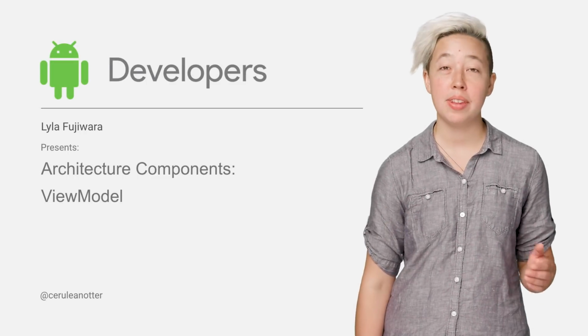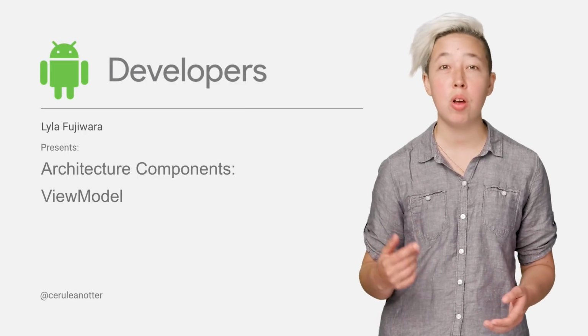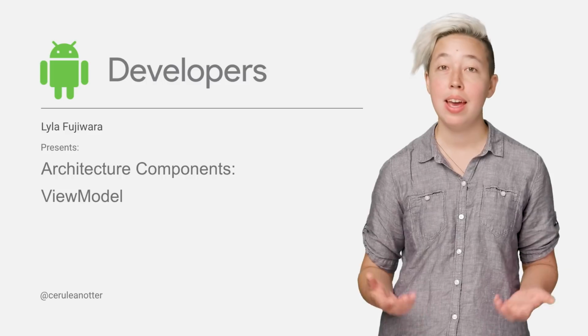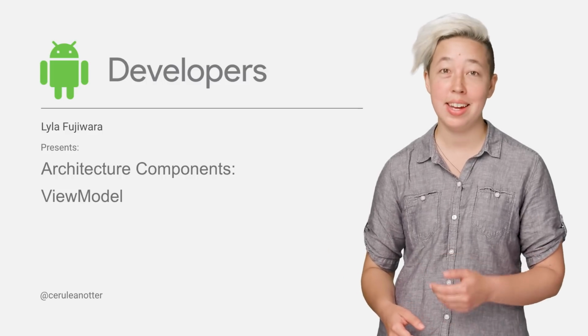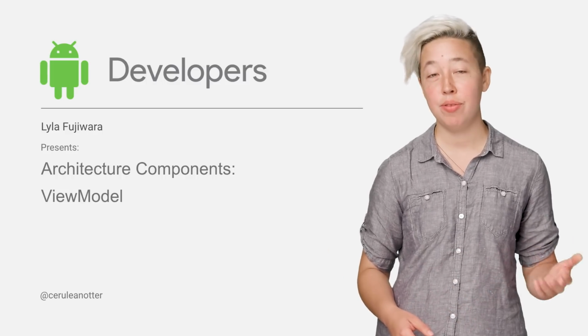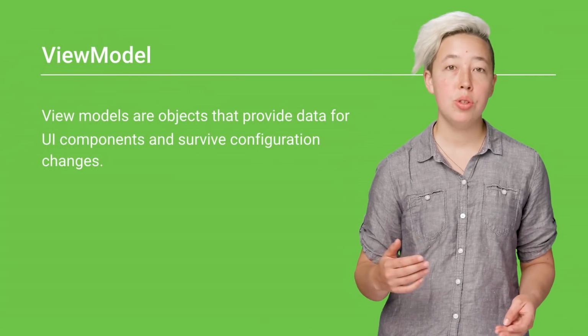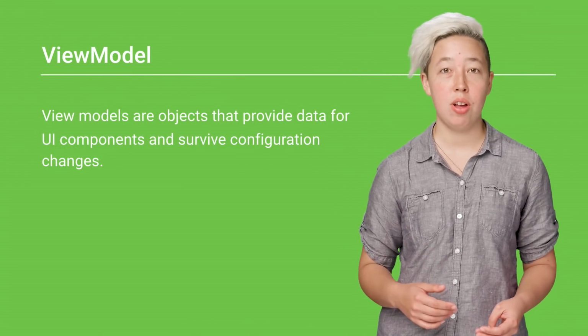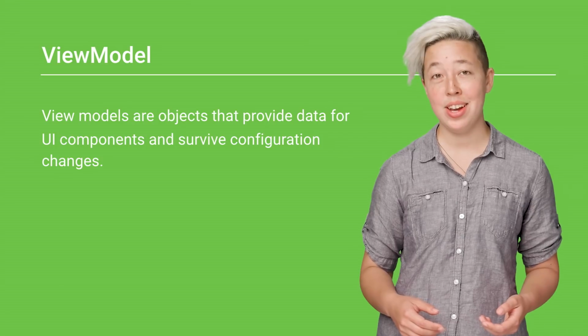The Architecture Components Lifecycle Library is designed to help you solve common Android lifecycle problems and to make your apps more maintainable and testable. This is an introduction to ViewModel. A ViewModel holds your app's UI data in a lifecycle conscious way that also survives configuration changes.